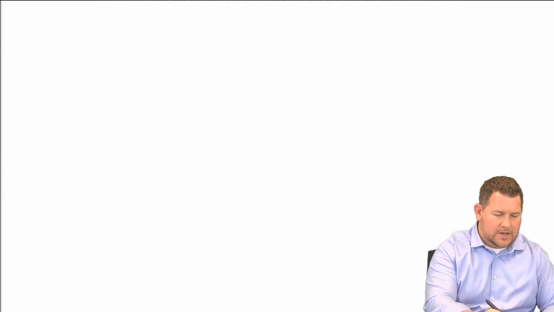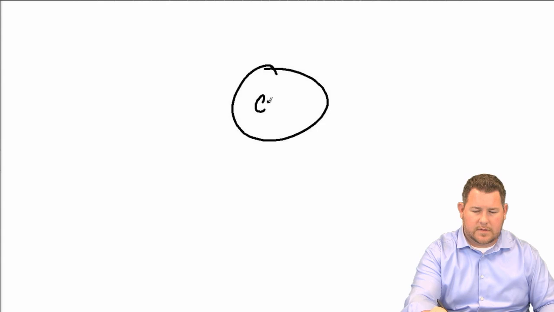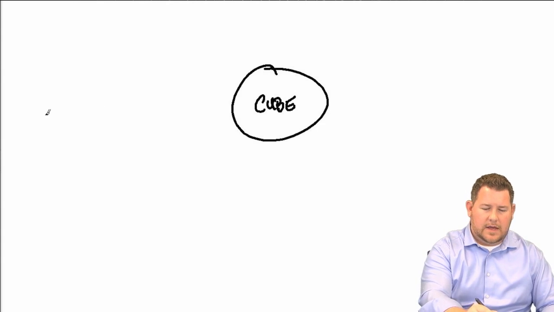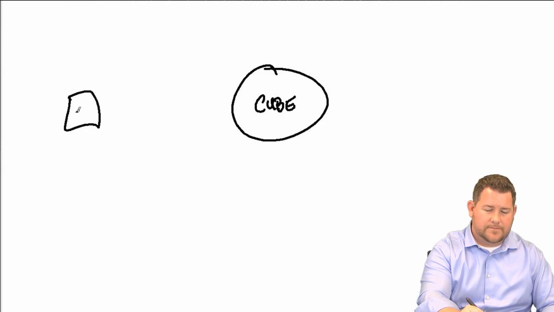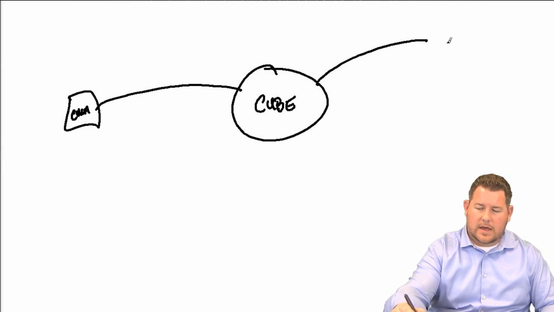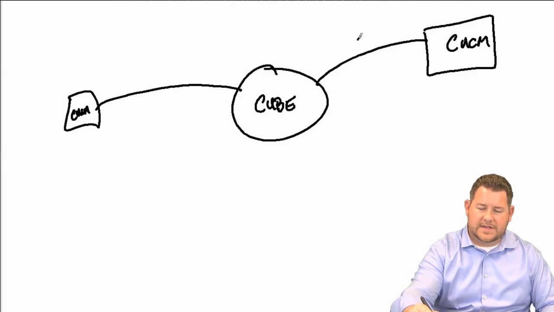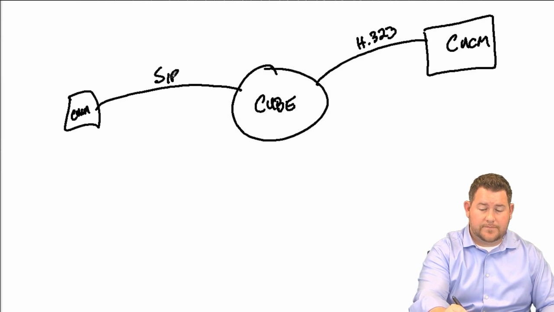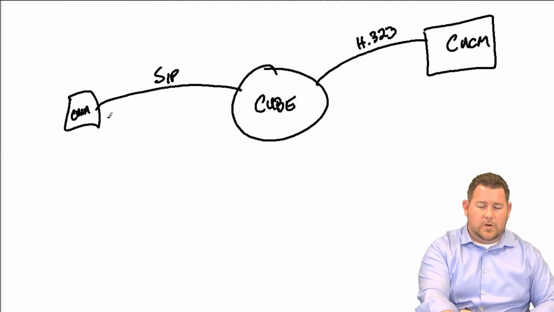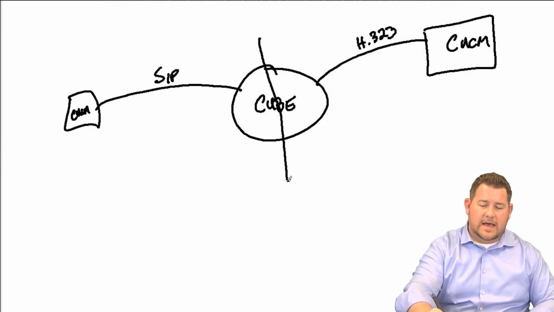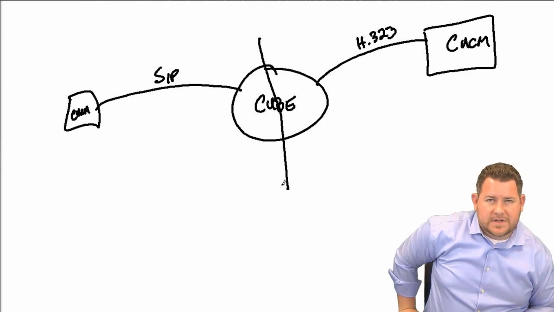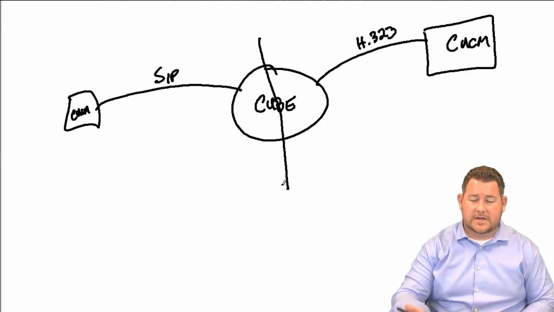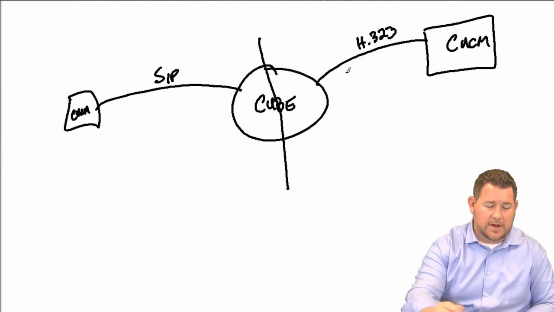So if I have a cube in the center here, and I have a communications manager server, and another CUCM server. Let's say that this is H.323. Let's say that this one's SIP. So the cube is going to act as kind of that border between those two signaling methods, right? And even if this was SIP over here, it would still act as a border, right?